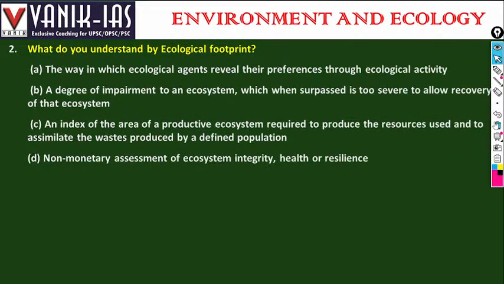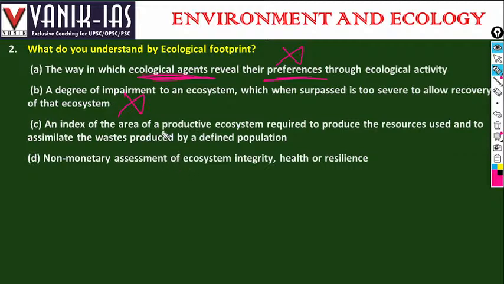Second question: what do you understand by ecological footprint? Ecological footprint, the way in which ecological agents reveal their preferences through ecological activity. Their preferences, so it is not about the preferences. So the first statement is obviously wrong. The degree of impairment to an ecosystem which has surpassed the limit and does not allow recovery of that ecosystem. No, that is when the carrying capacity is over. That is a different situation. So the second statement is also wrong. It is not the degree of impairment to the ecosystem.